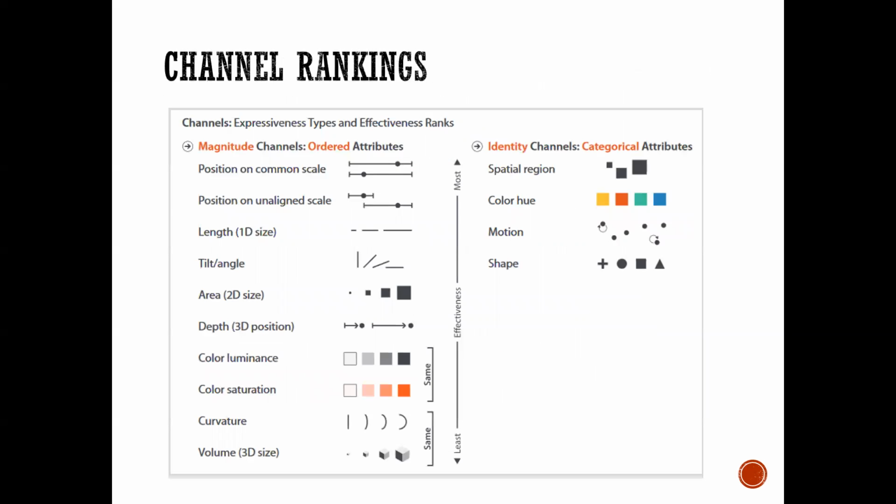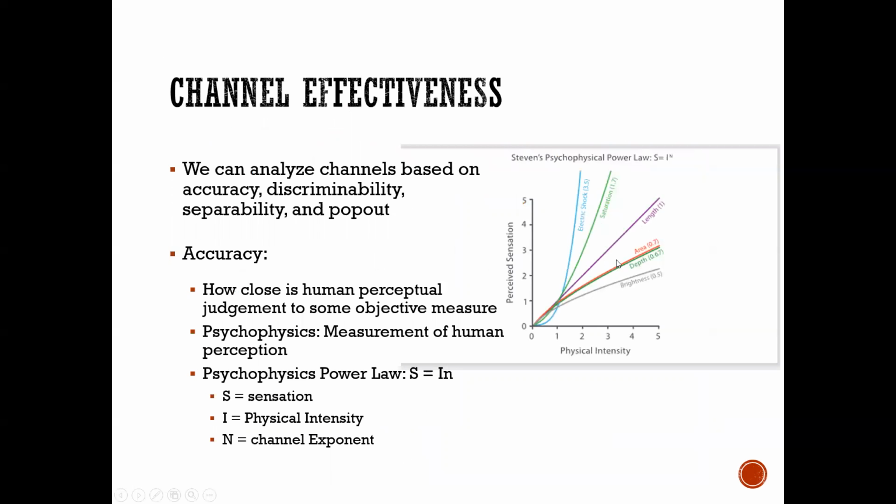Here are the channel rankings. Different channels are more expressive than others. Notice both the identity and magnitude channels have spatial position at the top in the most effective spot. The attributes encoded with position will dominate the user's mental model, their internal mental representation used for thinking and reasoning, compared with those that are encoded in any other visual channel. And channels have different effectivenesses.